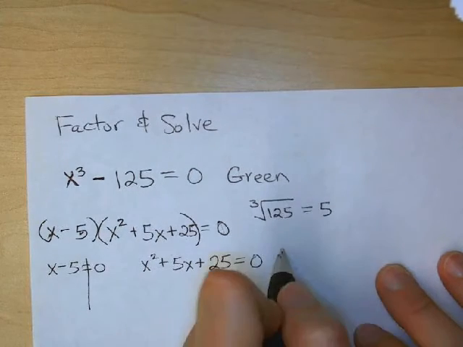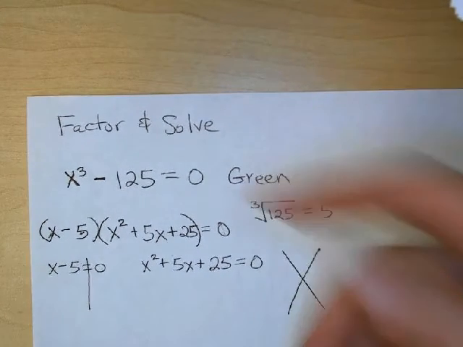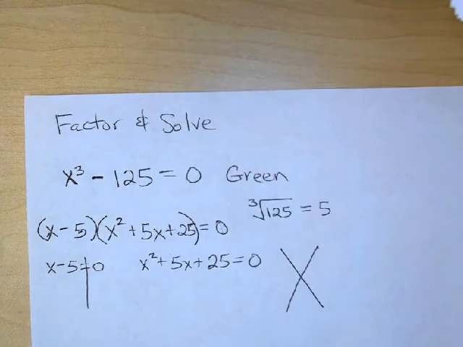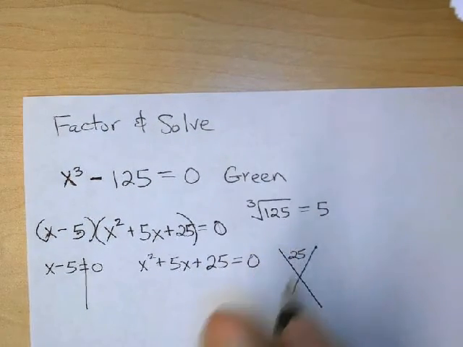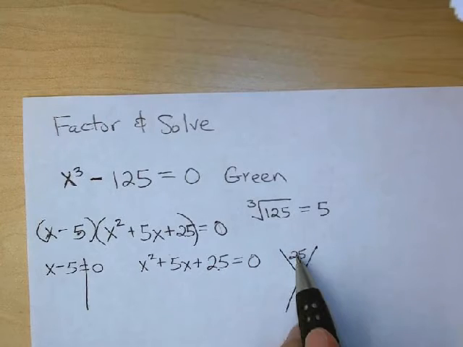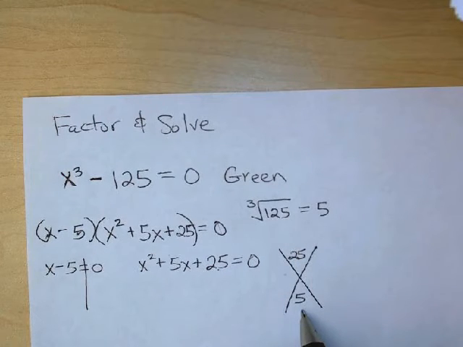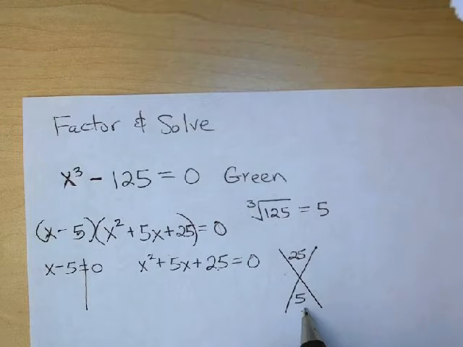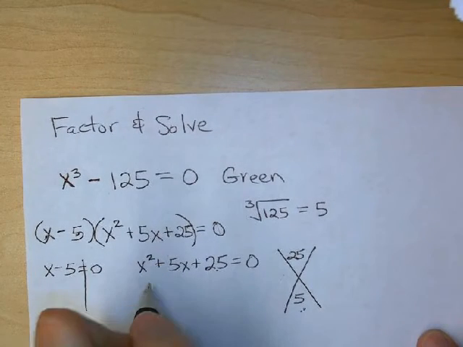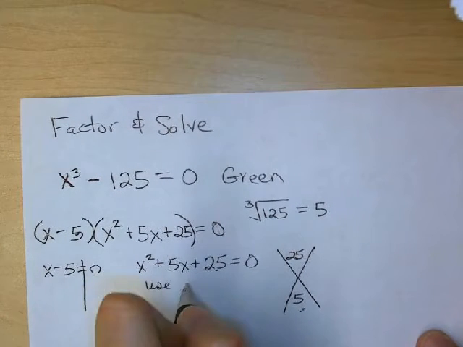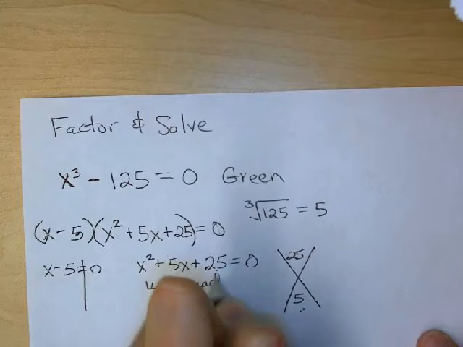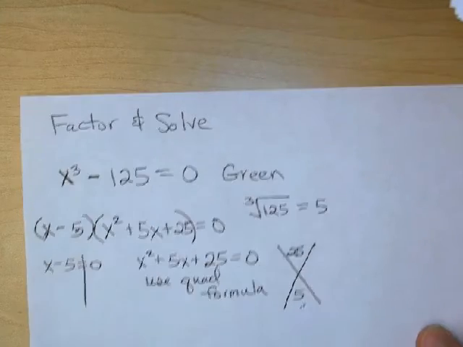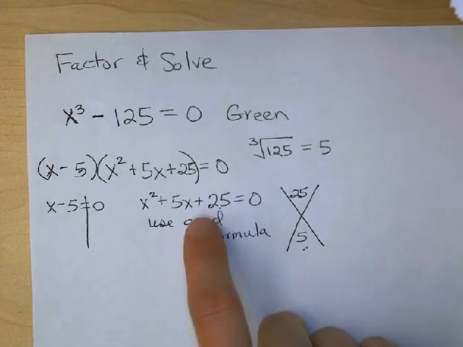Usually on these difference of cubes and sum of cubes, this trinomial is one that doesn't factor, because if I look at it, there's nothing that times to make 25 but will add to 5. Because 5 times 5 is 25, but that doesn't add up to 5. So I know I can't factor this one. So on the second part, you're going to have to use the quadratic formula. That's why we reviewed that last week. You have to use the quadratic formula to finish solving this one.